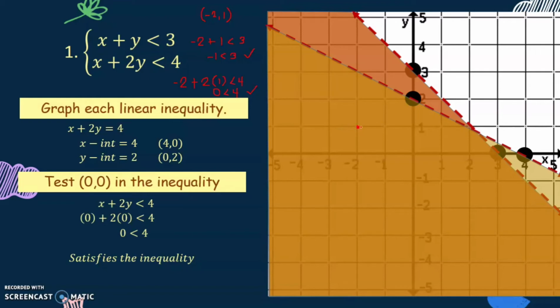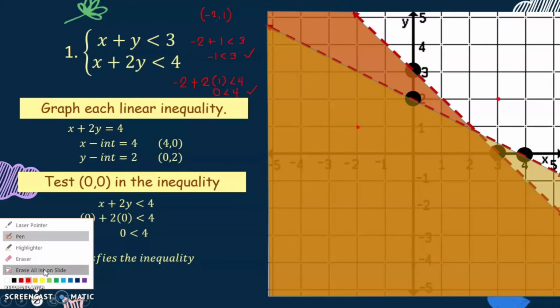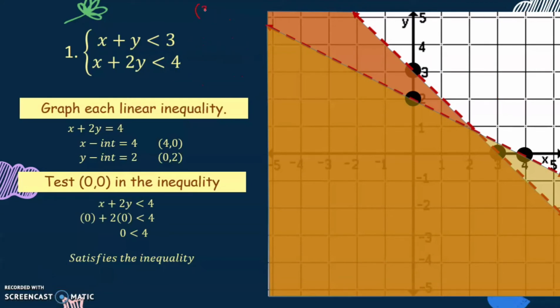Okay, how about let's choose an ordered pair that is not in the overlapped region. Let's say (3, 2). (3, 2) is not in the overlapped region. So we assume that (3, 2) is not a solution. So let's check. x is 3 and y is 2. So we have 3 plus 2 must be less than 3. 3 plus 2 is 5. So is 5 less than 3? No. So it means (3, 2) is not a solution of the system of linear inequalities.